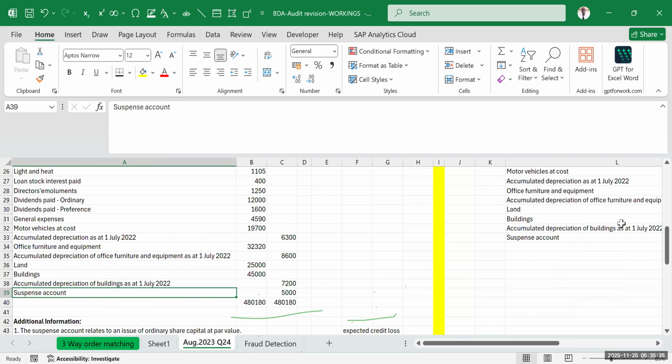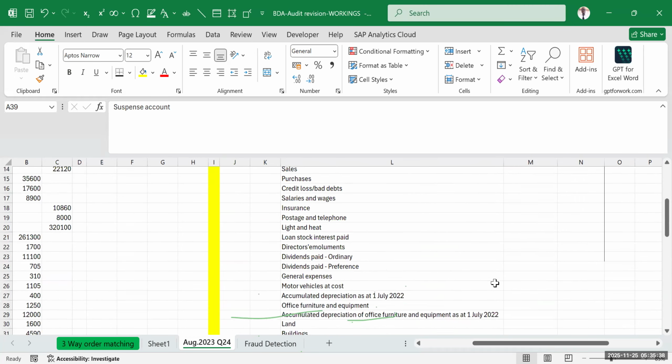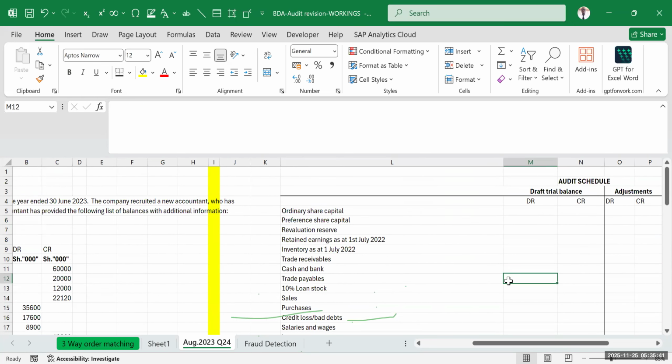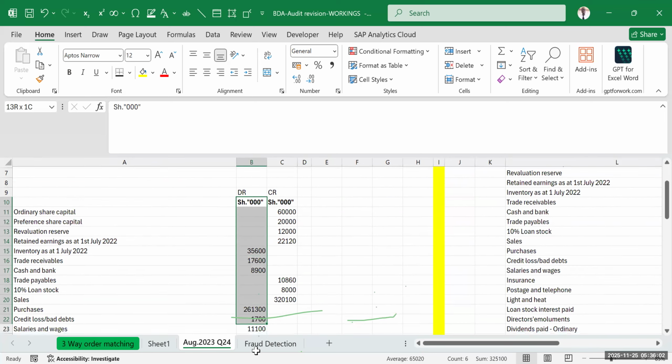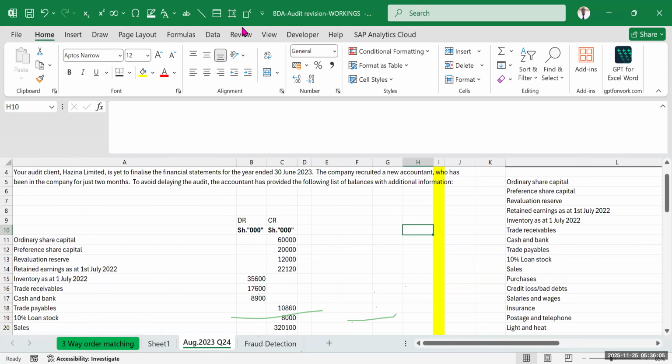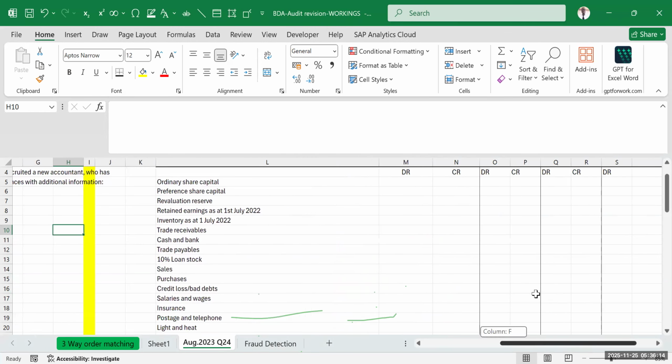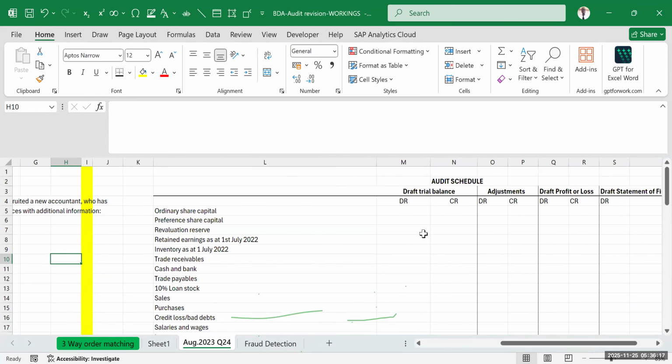Once I do that, what I go to do next is to ask myself, of these elements, which one should go to the debit side of a trial balance and which one should go to the credit side? Even if you are not given, in most cases, they will just write balances or amounts. They just write shillings in thousands and they give you everything in one column. So it is you to make a decision and know which one goes to debit and which one goes to credit. That is basically what they are testing here.